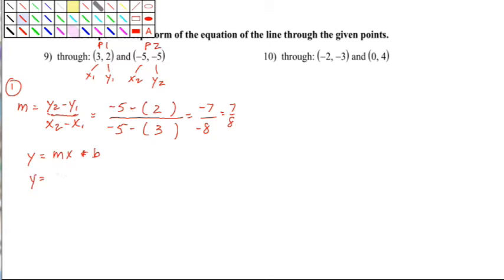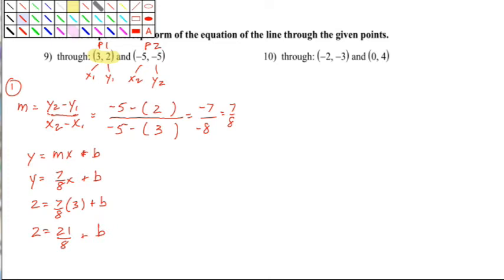Y is equal to 7/8 x plus b. To find our b value, we're going to take one of those 2 points and substitute them for x and y. I'm going to pick this point, and my y value becomes 2, and that's equal to 7/8 is my slope, and I'm going to put my x in parentheses, which is 3, plus b. Now I wind up with 2 is equal to 21 over 8 plus b.